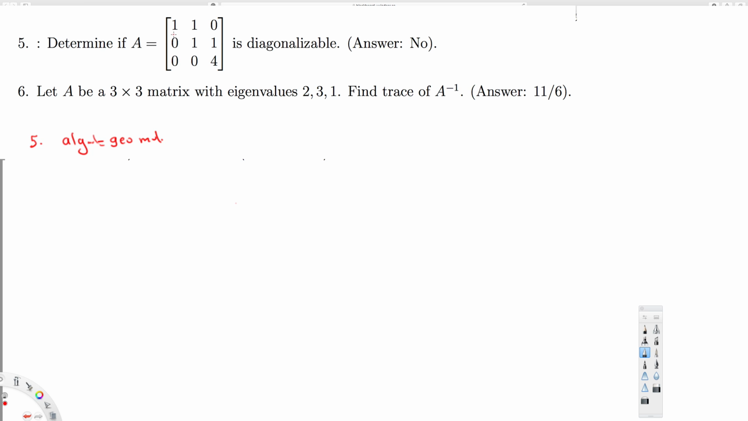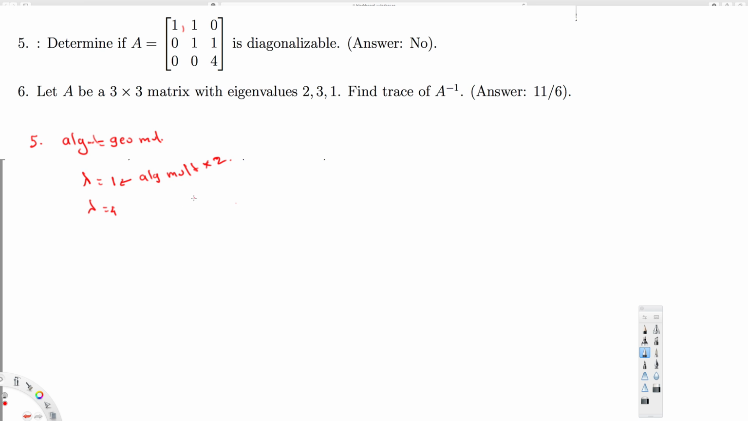So from this one, how do I check this? In this case, the eigenvalues are easy to find because it's an upper triangular matrix. So basically the diagonals give us the eigenvalues. Here we have lambda equal to 1 and lambda equal to 4. However, this 1 has algebraic multiplicity of 2 because it's repeating twice. So therefore it's algebraic multiplicity of 2.